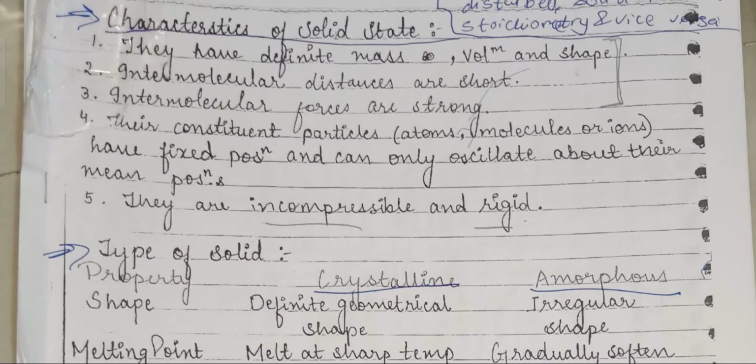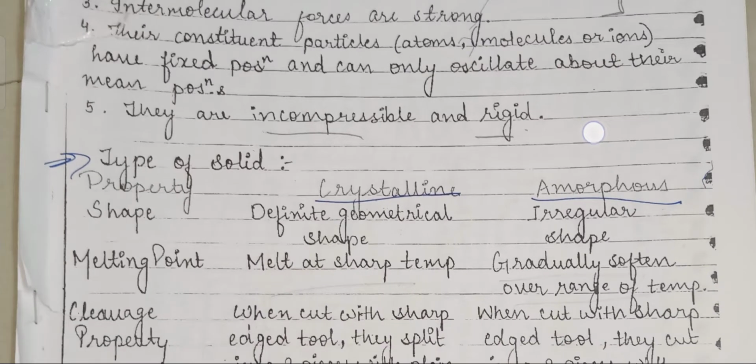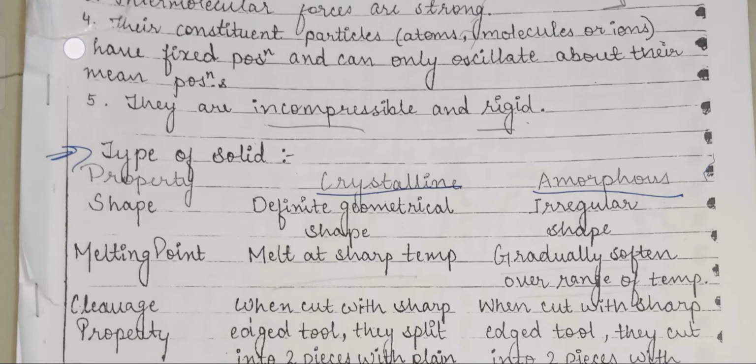Number two is that their intermolecular distances are short. The distance between two particles of any solid is pretty short and the forces are very strong as well. That's the reason solids are solids and they can stay as solids. Then we have the constituent particles, which are atoms, molecules or ions. Their constituent particles have fixed positions and can only oscillate about their mean positions. Then next is that they are incompressible and they are rigid.